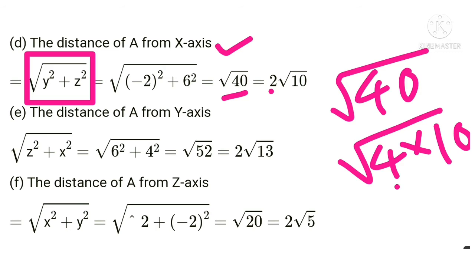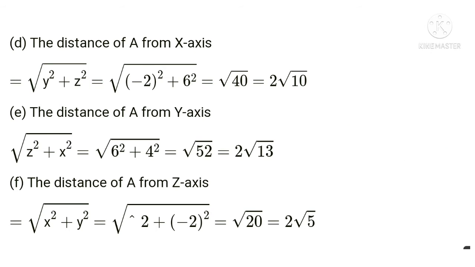Okay, similarly you find the distance of A from the y-axis. We use the formula root of x squared plus z squared, that is root z squared plus x squared. Put the values: root of 6 squared plus 4 squared, 36 plus 16, root 52.